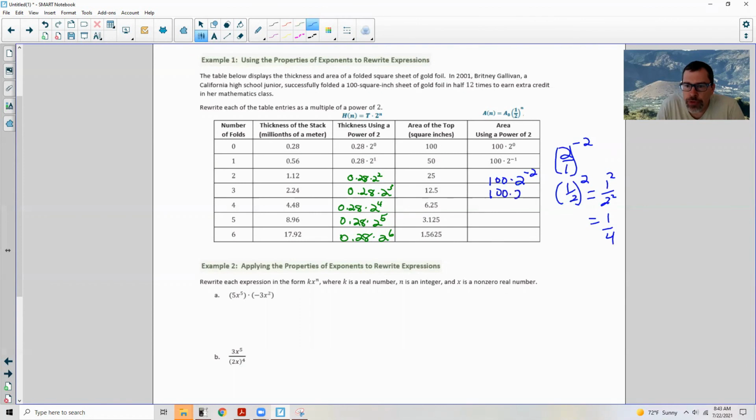So 100 times 2 to the negative 3 would give us 12.5. 100 times 2 to the negative 4, and you get the idea now. 100 times 2 to the negative 5, and 100 times 2 to the negative 6. So as our exponent goes larger in the negative direction, the number gets smaller.